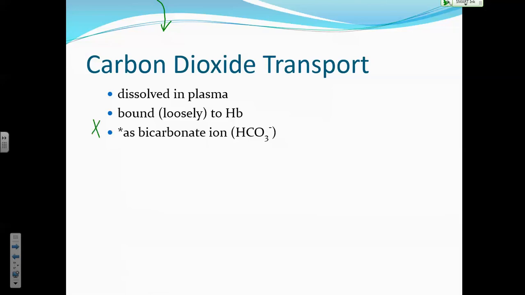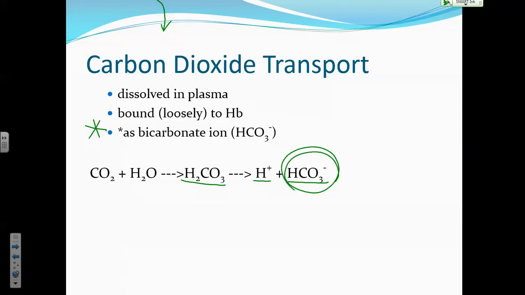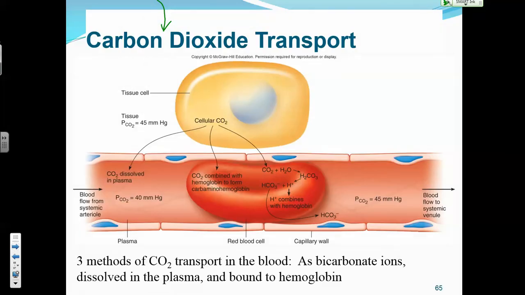But by far most of it is in the form of the bicarbonate ion, because of this reaction I talked about earlier today. Whenever carbon dioxide gets in the bloodstream, it combines with water to form carbonic acid that then splits up into hydrogen ions and then bicarbonate ions. And the bicarbonate ion is the main way carbon dioxide is transported.